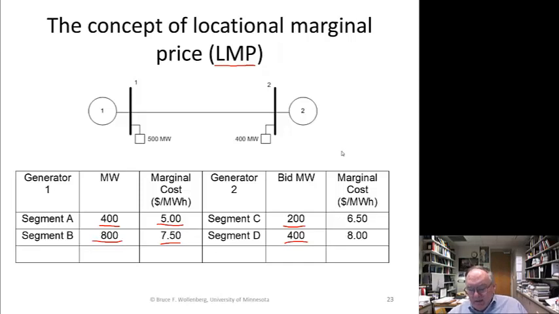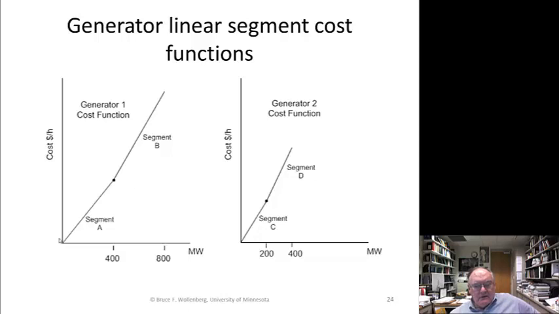Now, if I plot these, let's go back here. I'm sorry. This generator can put out 1,200 megawatts. This one can put out 600. So I have 1,800 megawatts, and I only have 500 here and 4. I have plenty of generation. And we'll assume for the time being that there's no limit to the flow on this line back and forth. Here are the generator cost functions, dollars per hour, and it's 5 and 7.50. It's 6.50 and 8.